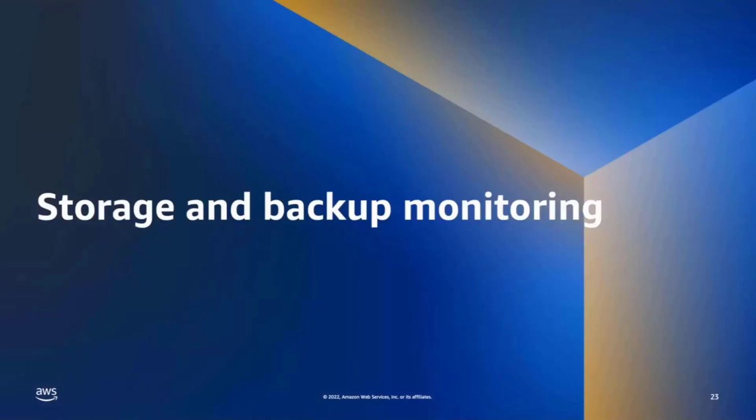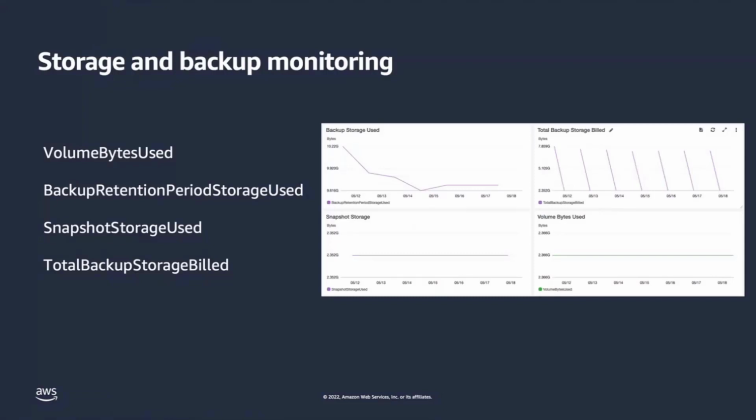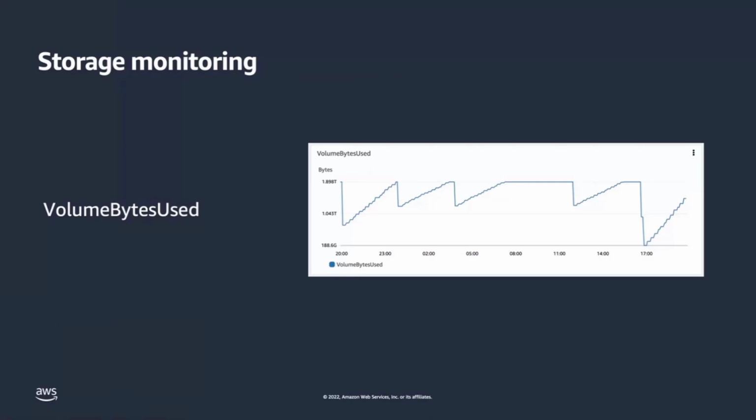Okay, and then the third area of CloudWatch metrics are storage and backup monitoring. So the metrics that I'm going to dive into here in the following slides, you see on this here, volume bytes used, backup retention period storage used, snapshot storage used, and total backup storage billed. So the first is volume bytes used. This is the amount of storage used by a DocumentDB cluster in bytes. And this storage is a billable metric in DocumentDB.